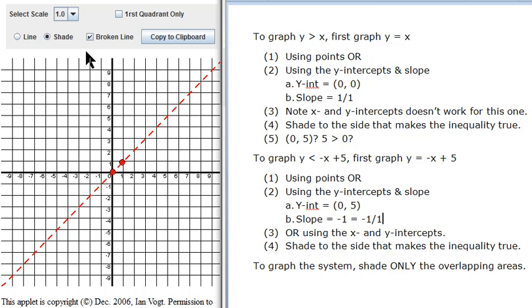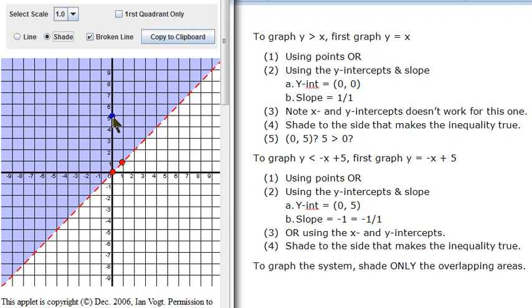So here, if I'm going to do another broken line, I know the y-intercept's 0, 5. I know the slope is negative 1, or negative 1 over 1. So I get this line right here. And then I have to figure out what side to shade.